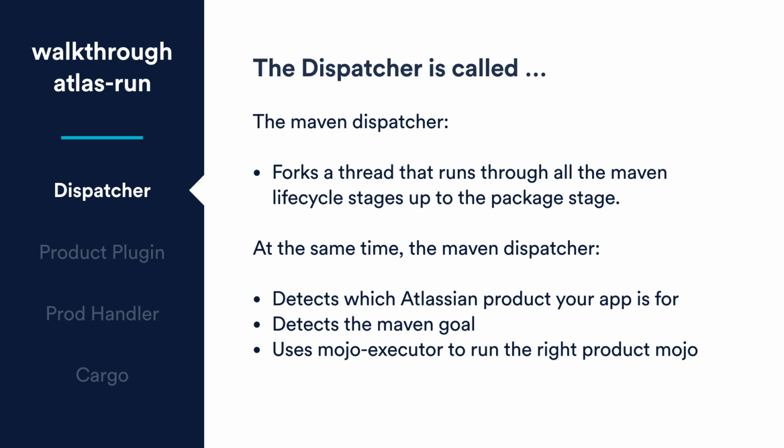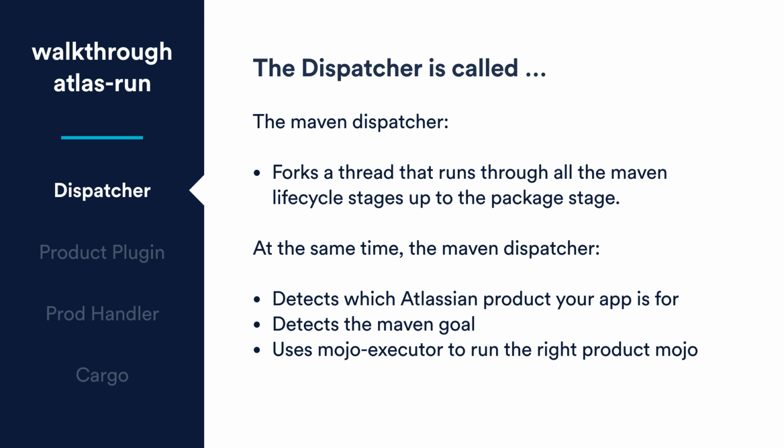So when you enter the Atlas Run command into your terminal to run your plugin, the Plugin SDK calls the dispatcher, that's one of the plugins in AMPS, to build your plugin and start Jira. Let's walk through what happens. First, the Maven dispatcher forks a separate thread which runs through all the Maven lifecycle stages up to the package stage, resulting in a plugin jar being created, which will be very useful later.